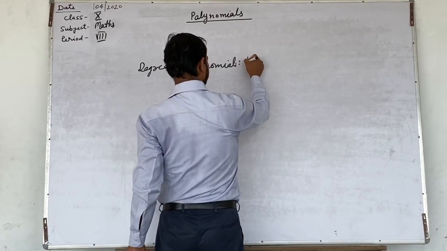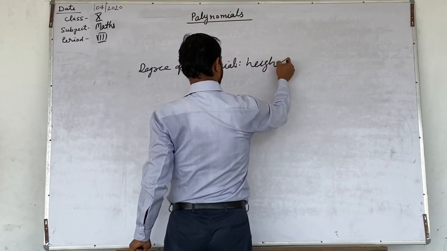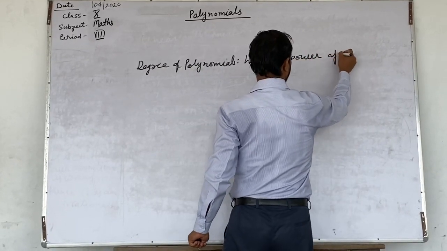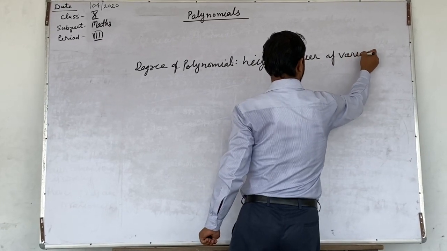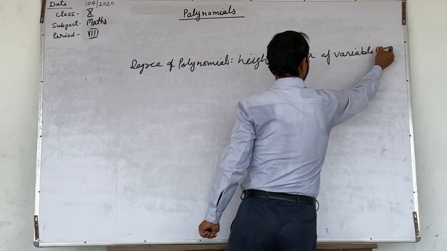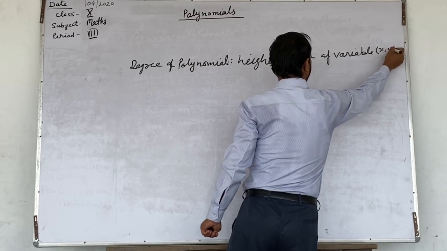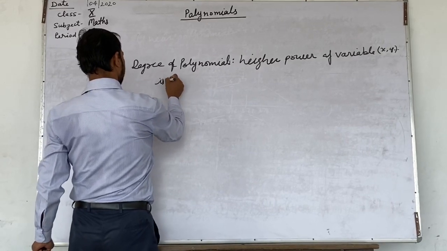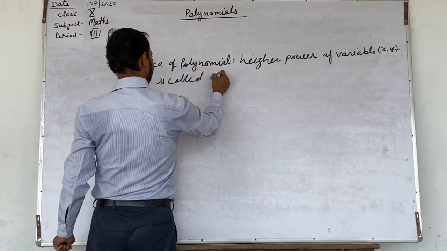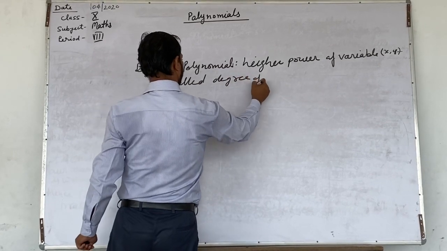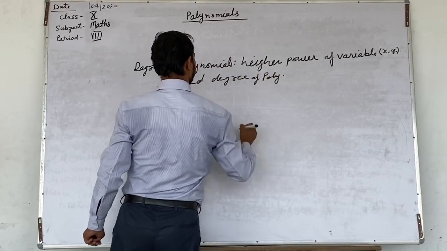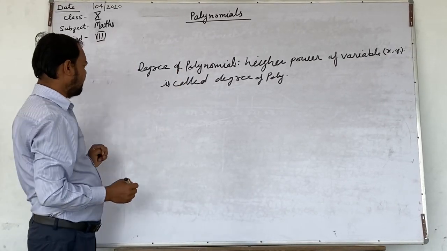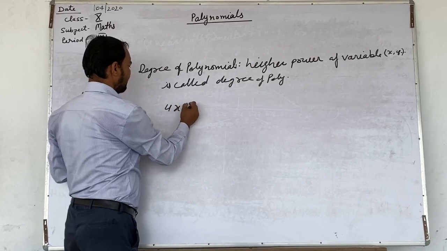Higher power of variable. You can say as x, y, and so on. Higher power of variable is called the degree of polynomial. See here, what is the degree of polynomial? Higher power. Let us take an example: 4x plus 5.